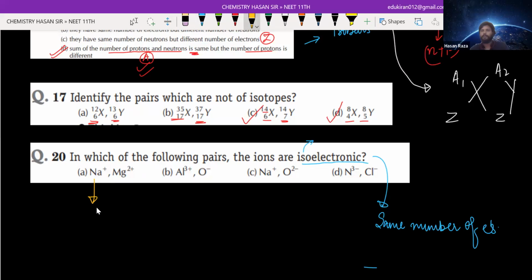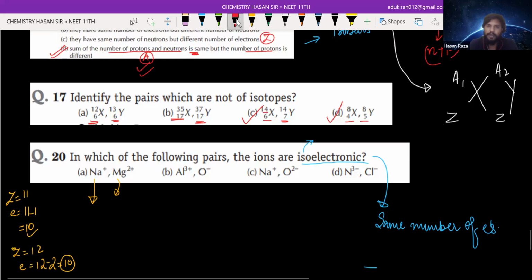Sodium has atomic number 11, but +1 represents one electron lost. Since atomic number Z equals 11, electrons should also be 11, but +1 means it lost one electron, so the number of electrons is 10. Now for magnesium, atomic number is 12 and electrons should be 12, but +2 means it lost 2 electrons, so it will be 10. Both have the same number of electrons, so A is definite.